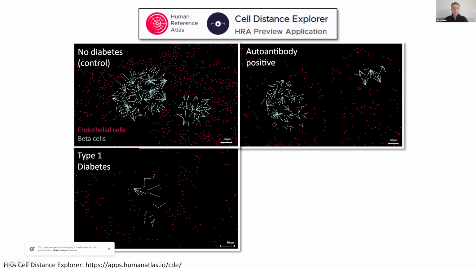We're hoping to see whether we can detect any differences in the spatial biology, and maybe the distance to the nearest vasculature, in those patients with type 1 diabetes.